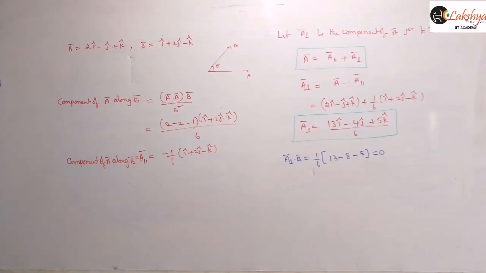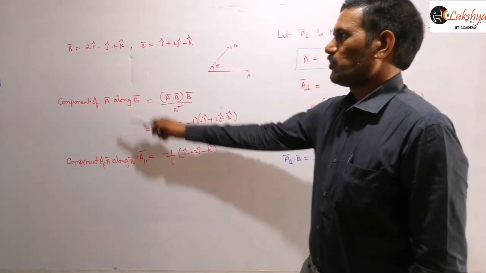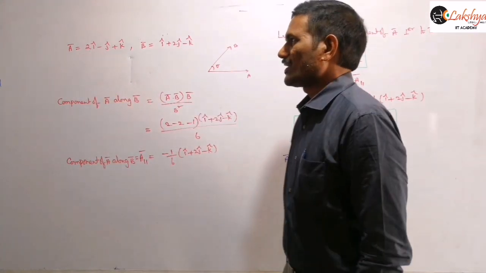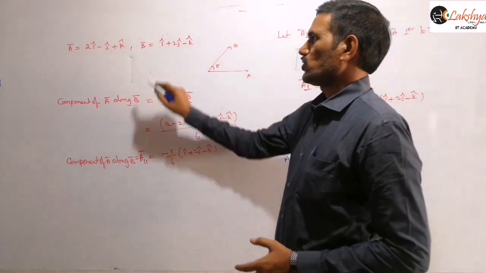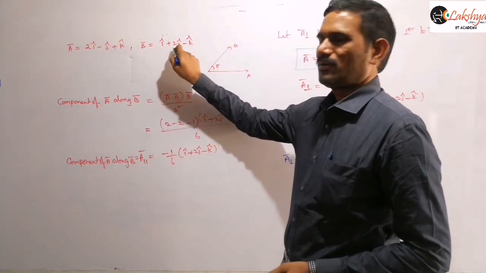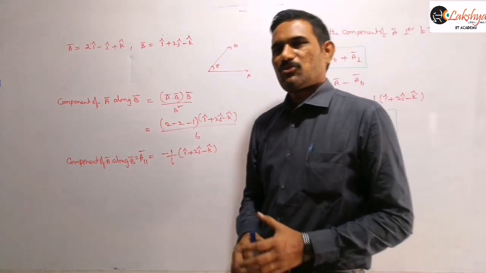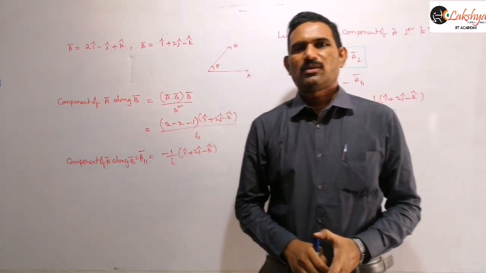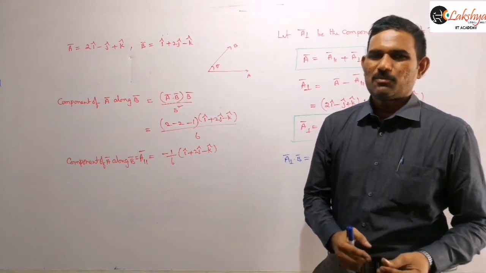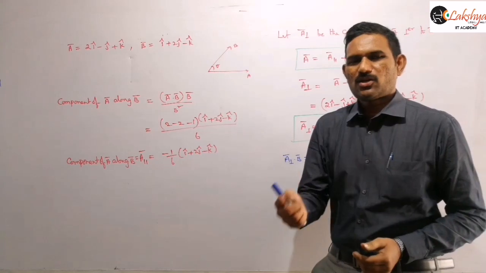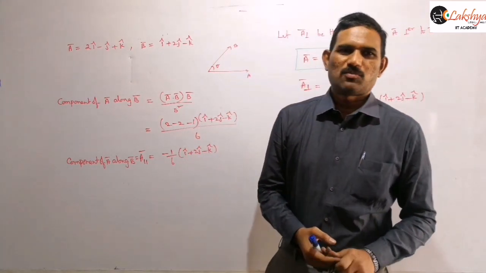So now note down that problem. If a bar is equal to 2i cap minus j cap plus k cap, and b bar is equal to i cap plus 2j cap minus k cap, then find the component of a bar perpendicular to the b bar.